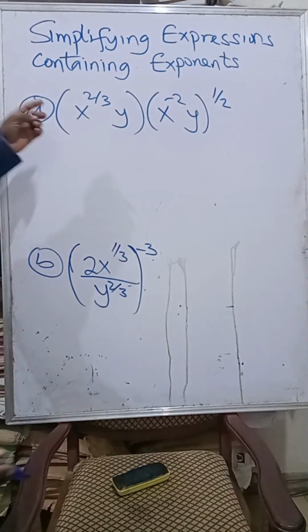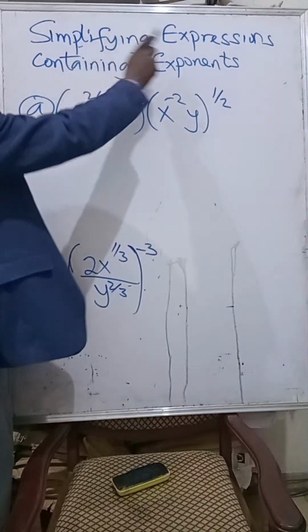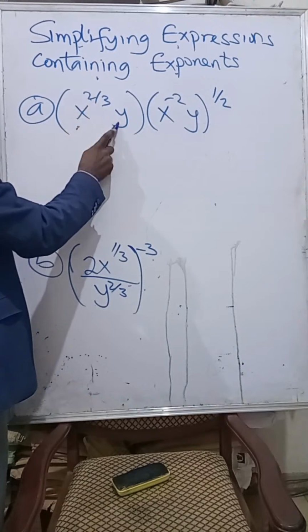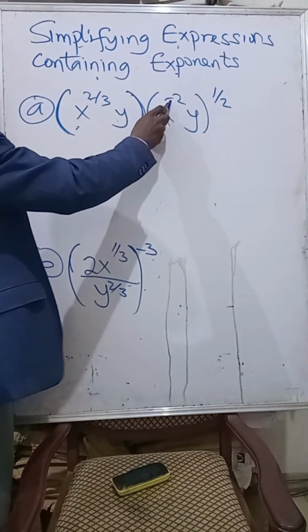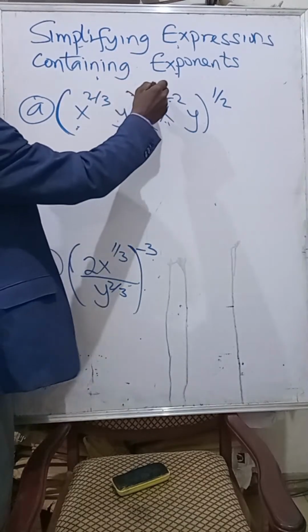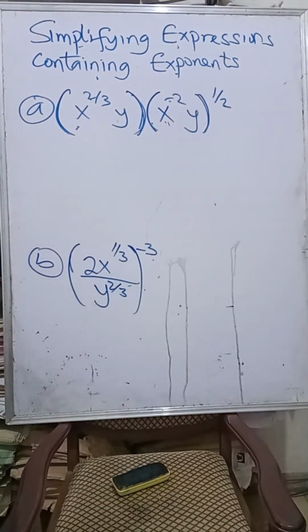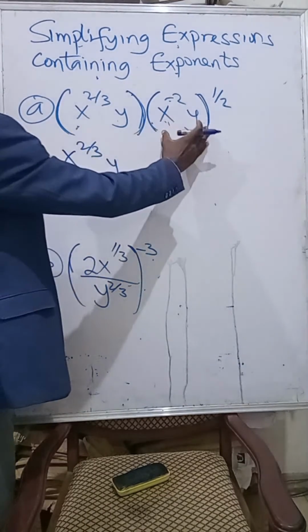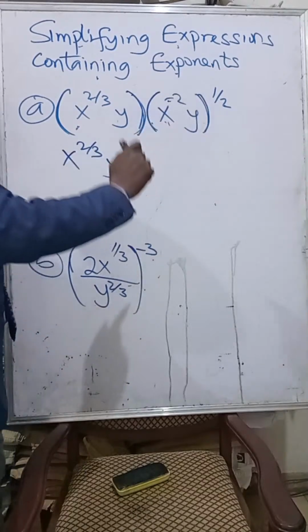So let's look at this one, simplifying the expression containing exponents. We have x to power 2 over 3 times y, brackets close, and then times x to power minus 2 times y, brackets close, to power 1 over 2. So the first thing we do, before we apply the rules of exponents, is to open these brackets. And this half is going to affect each of the exponents, each of the power.